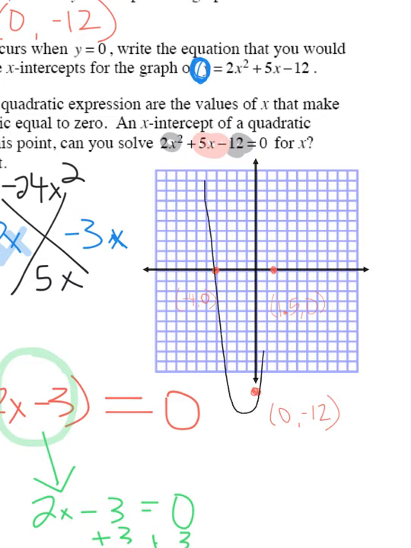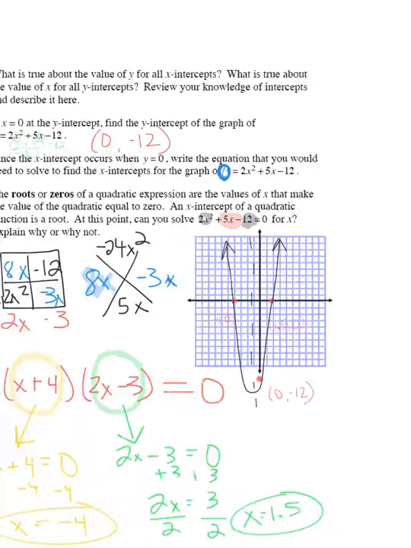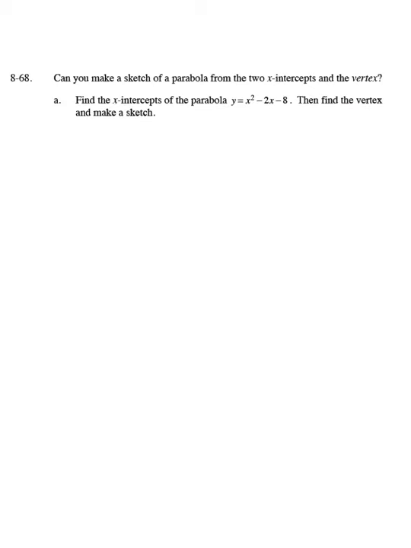Keep in mind the y-intercept is not necessarily the highest or lowest point for the graph. The y-intercept is where it crosses the y-axis. The vertex, which would be the highest or lowest point, is exactly in the middle of those x-intercepts, right in the middle of -4 and 1.5. So somewhere right along here would be that lowest point, which we're going to learn how to find next.